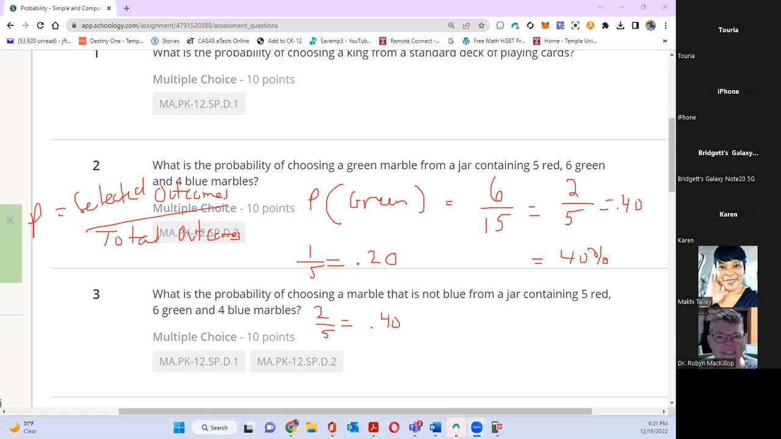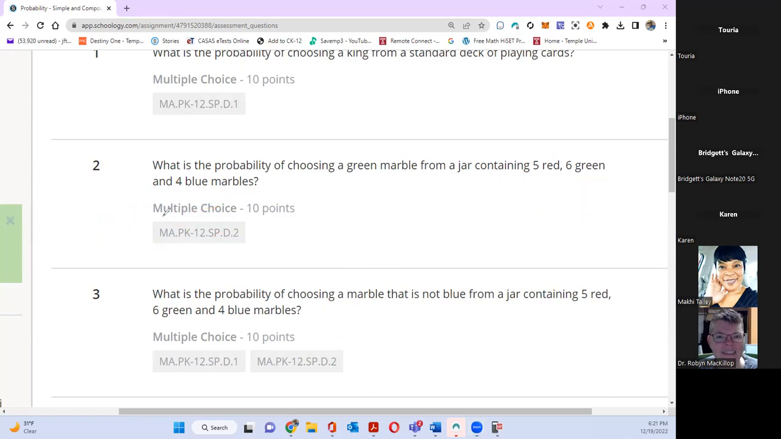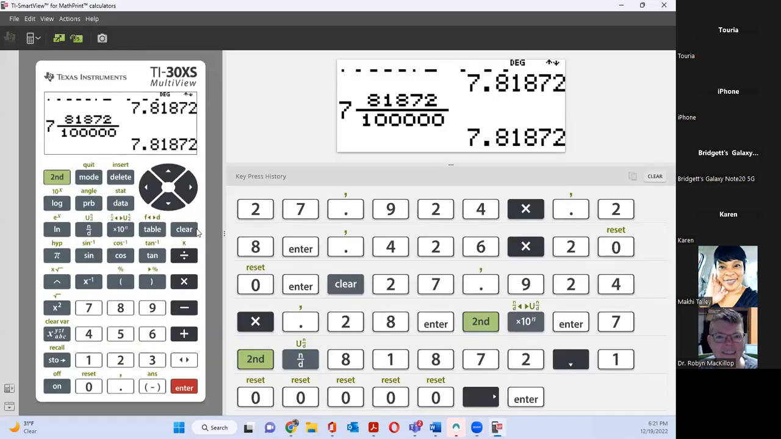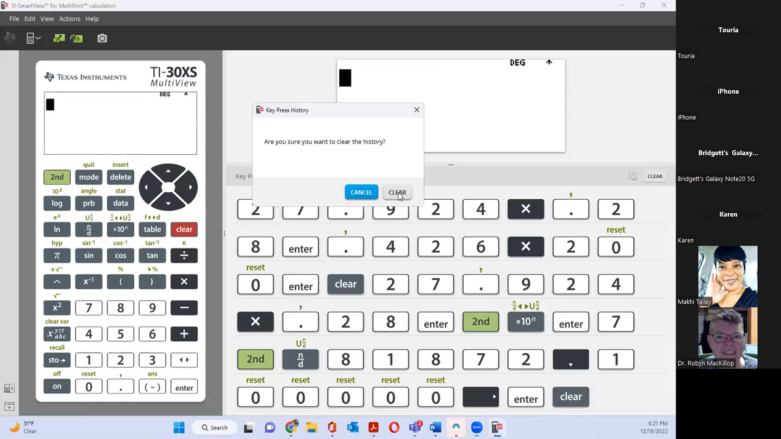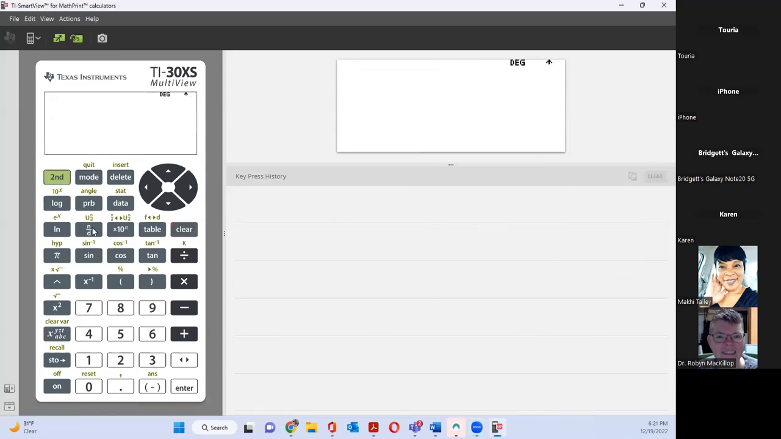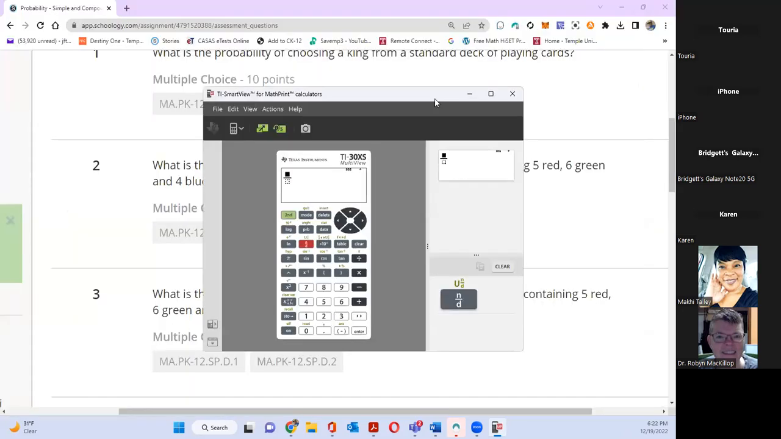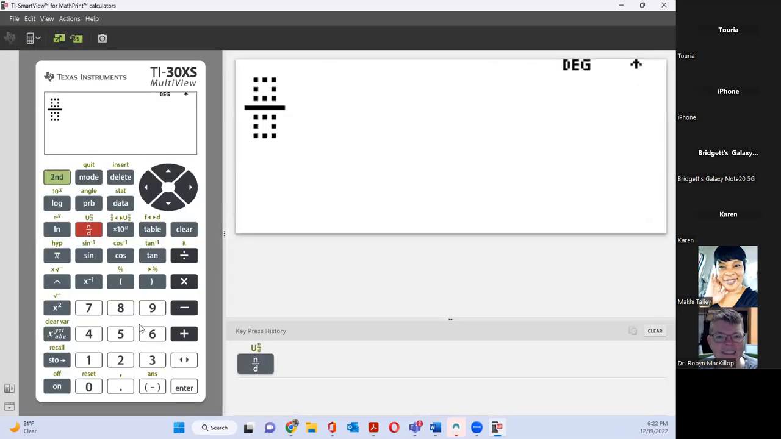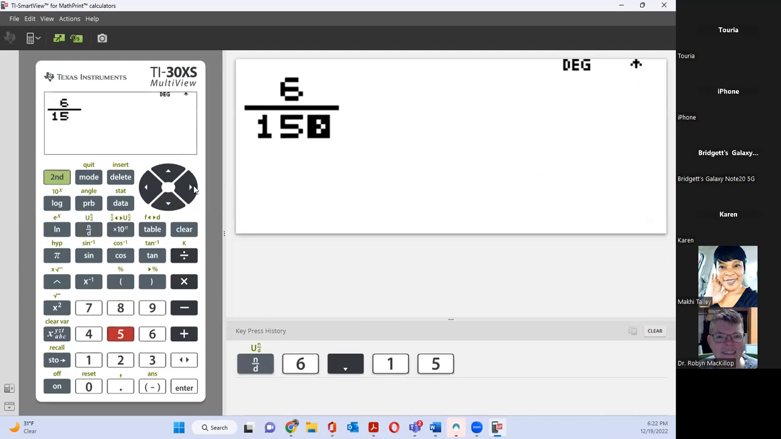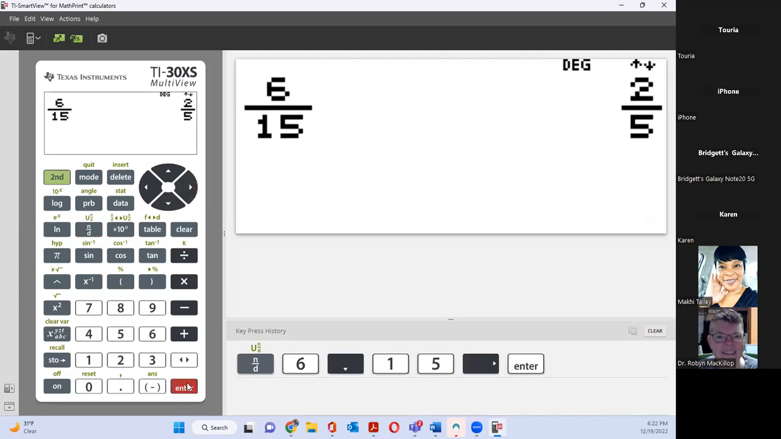Watch this. I'm gonna grab my calculator. Let me clear it. I apologize for all this mess. Watch this. So, how do you put a fraction into this calculator? ND. What's going to be my numerator? 6. Okay. And what's going to be my denominator? 15. Now, when I press enter, it automatically reduces it to lowest terms.